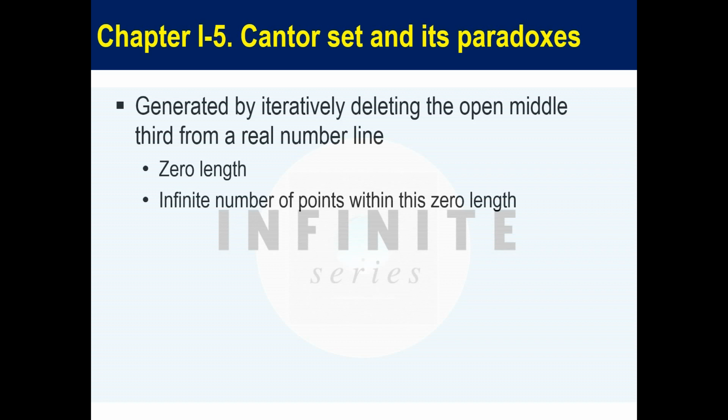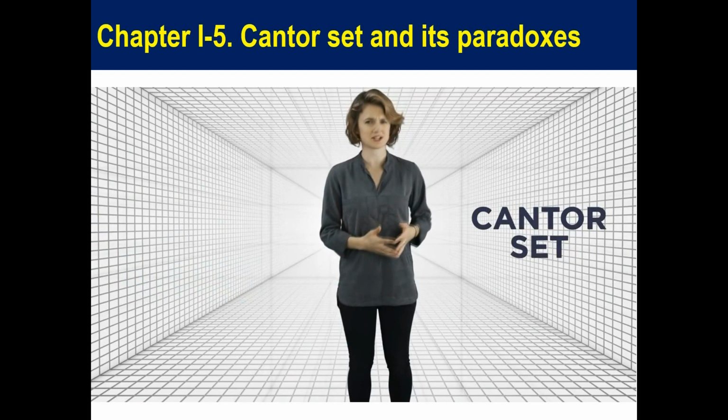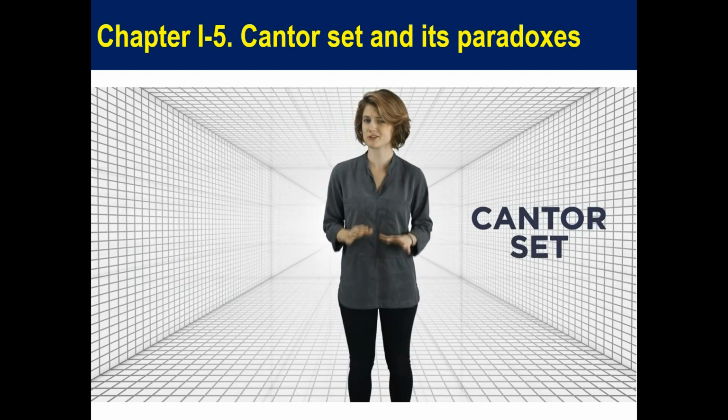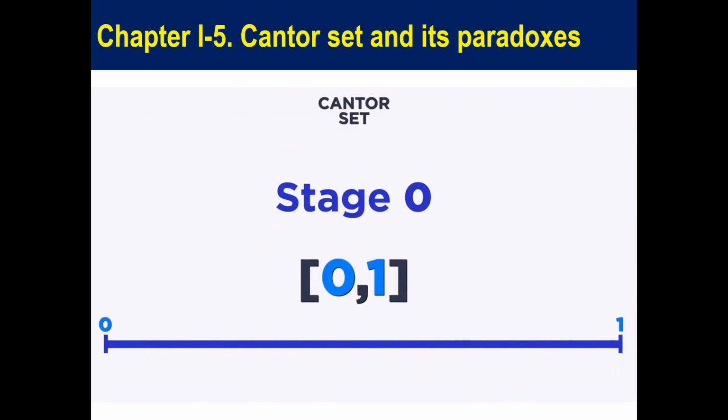Before we get to Cantor's function, aka the devil's staircase, let's start with the Cantor set. A set is just a collection of numbers, but the Cantor set, named after Georg Cantor, is a particularly weird collection. Let's construct the Cantor set in stages. Stage 0 is the closed interval 0 to 1. The fact that it's closed, indicated with square brackets, means that the interval includes the endpoints 0 and 1.